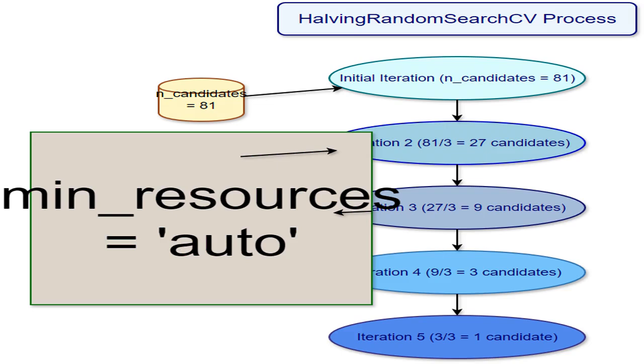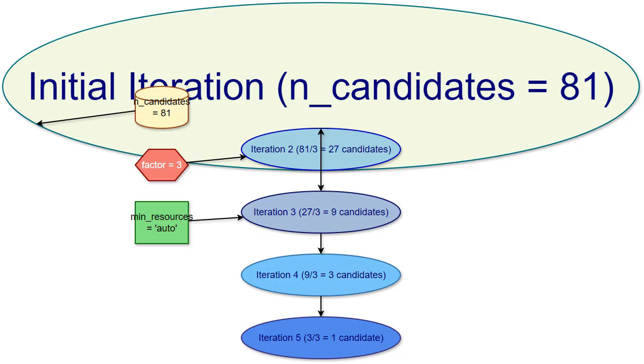I'm letting scikit-learn automatically decide the minimum amount of data to use when evaluating each candidate. This is handy because it saves me from making that decision manually, and it is smart enough to adapt to the dataset size. I'll start by testing all 81 candidates.